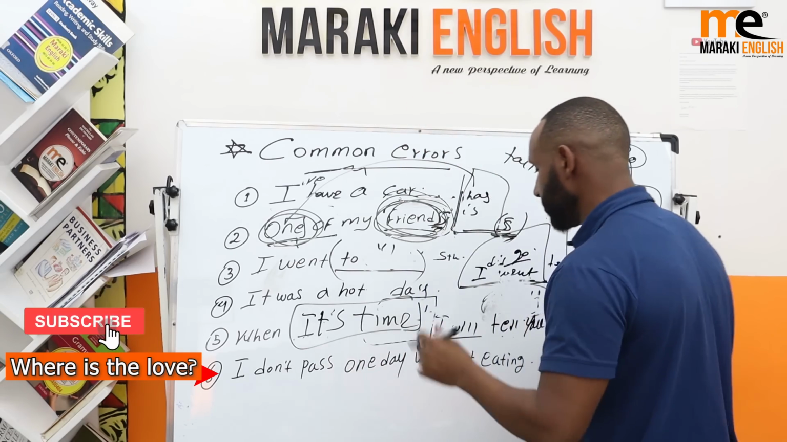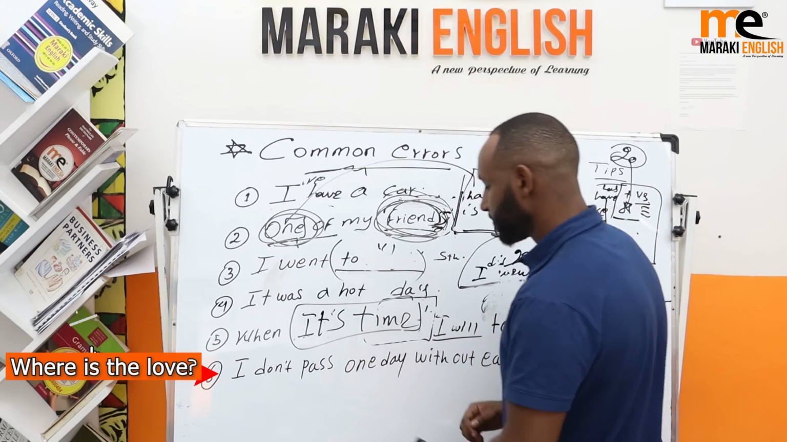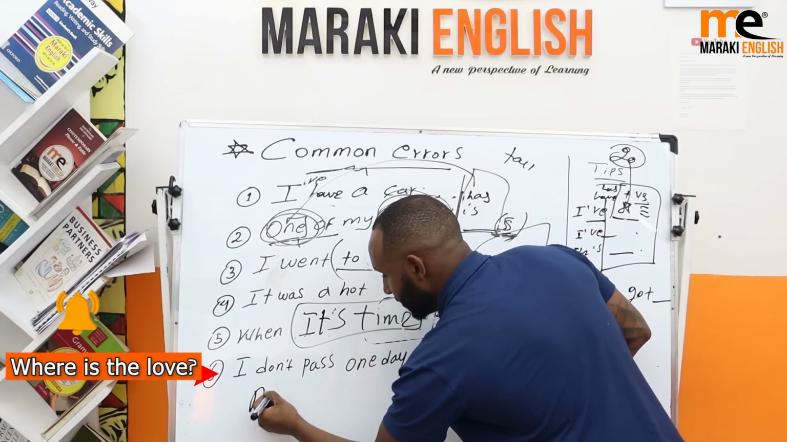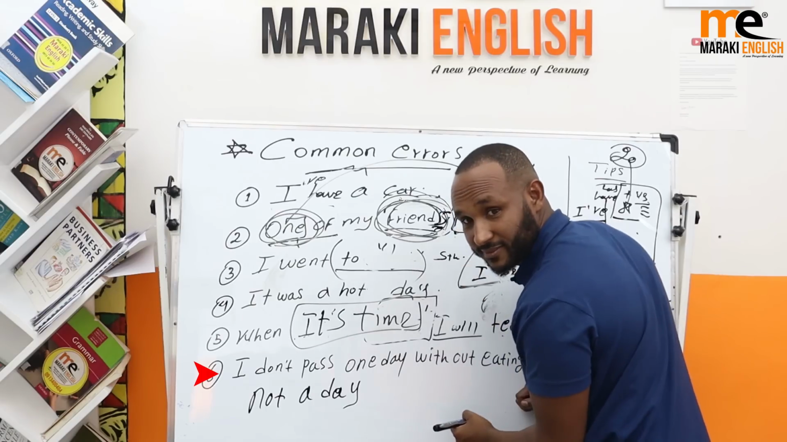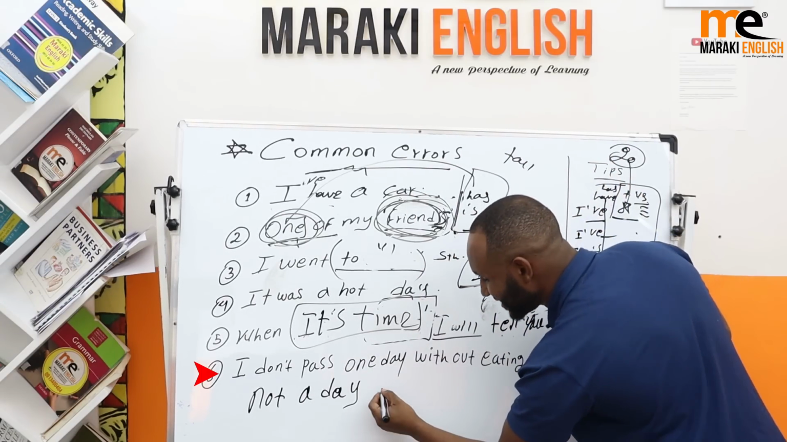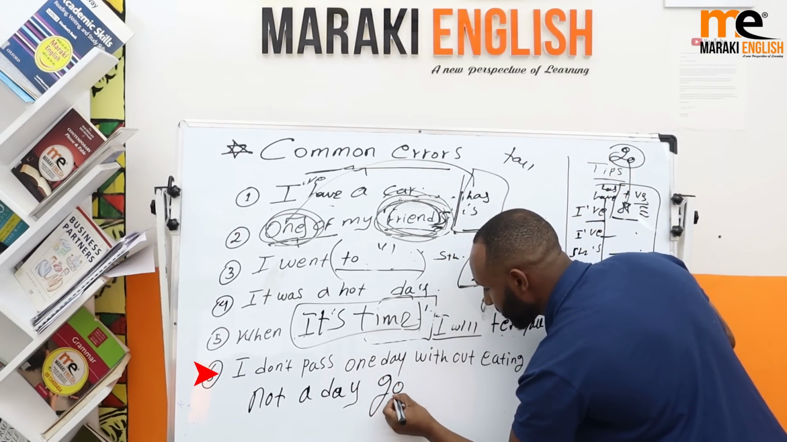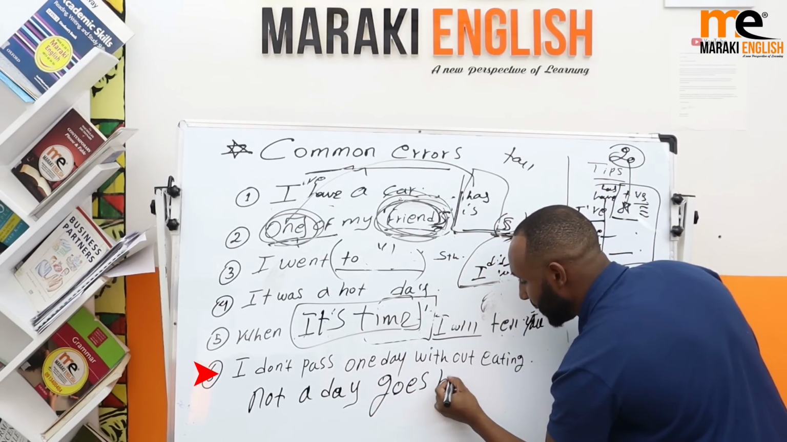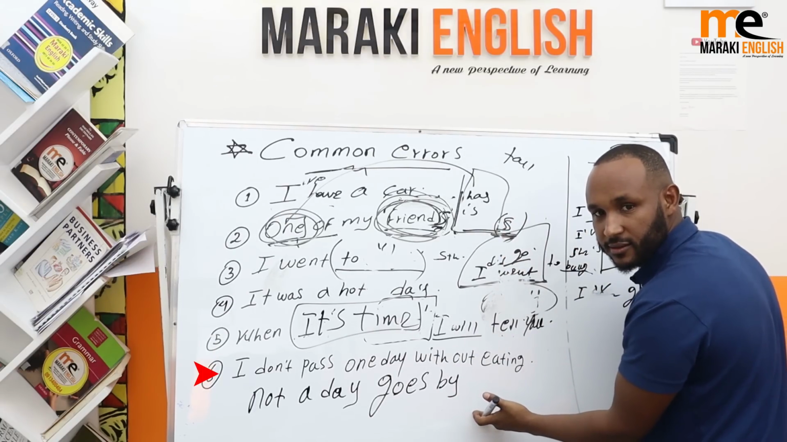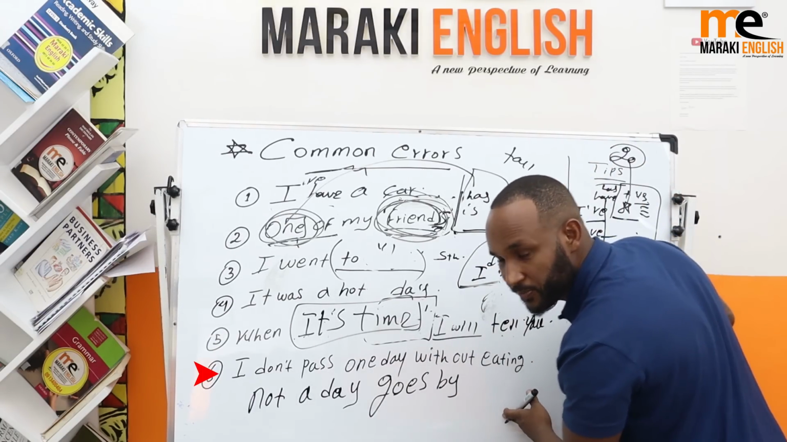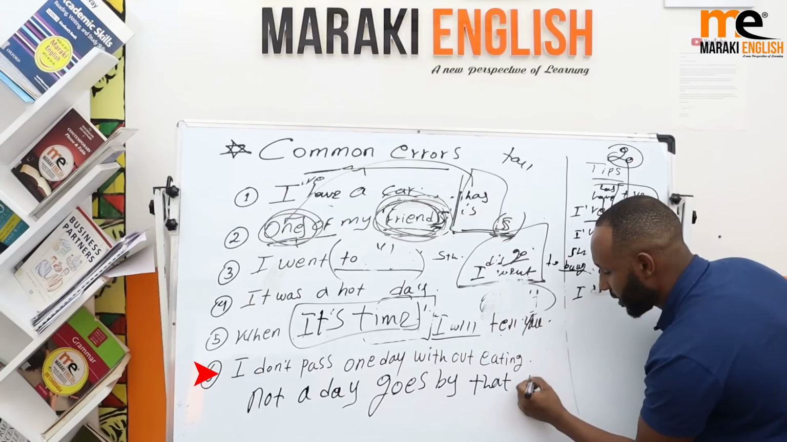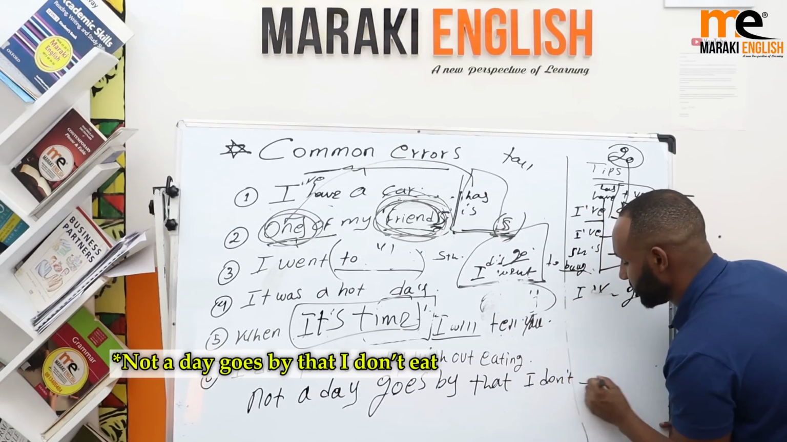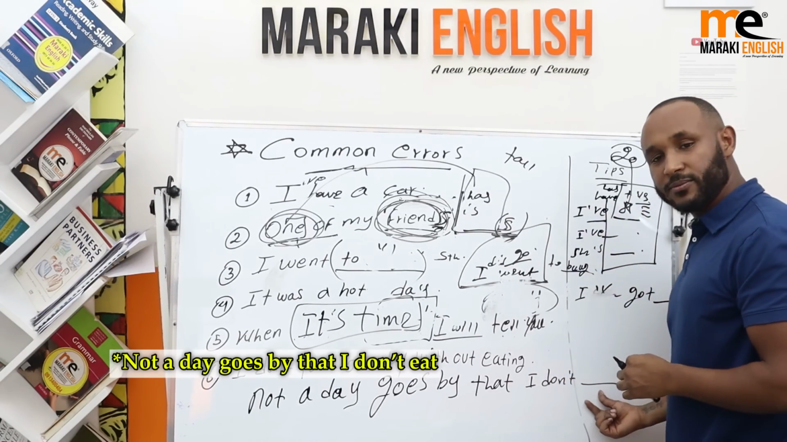To make it sound natural, let's do something. So, not a day goes by. Say it. Not a day goes by. Say it again. Not a day goes by. And then you have that. Okay, I don't. That's it. And for the verb.